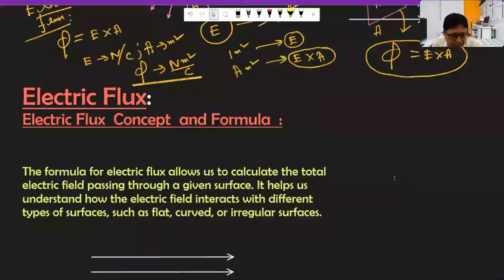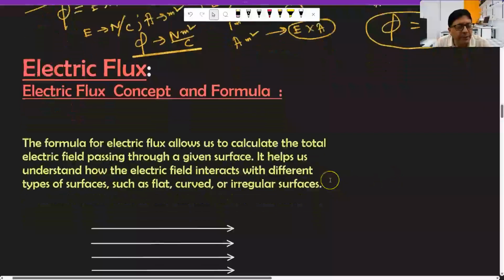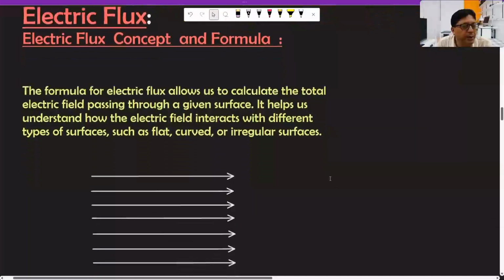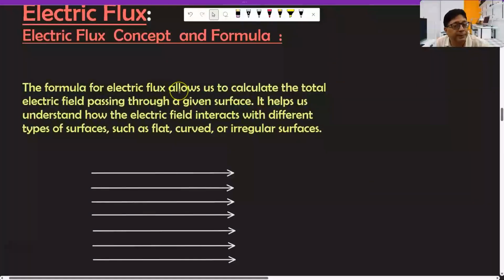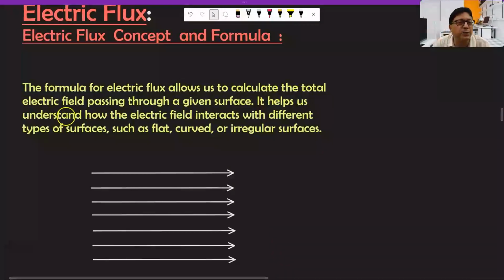Now, step by step, one by one, I'll tell you how to calculate the total number of field lines passing through a surface when it is placed in an electric field. Maybe uniform, maybe non-uniform. So, we need a formula for electric flux which will allow us to calculate the total electric field passing through a given surface. And it will help us to understand how electric field interacts with different surfaces. This I told you earlier for flat, curved and regular surface.